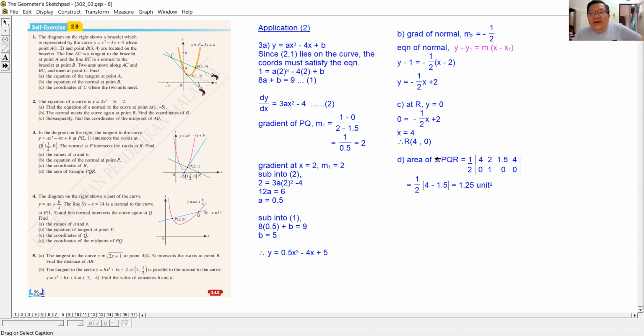Okay, now we're going to find the area of PQR. So PQR, and all the coordinates of the 3 points you know. So you arrange them like this: 0, 4, 0, 2, 1, 1.5, 0, 4, 0. So you can find the area of the triangle. Just multiply and you find the area of the triangle, right? Any question? Only the first part is about dy/dx. The later part is all about coordinate geometry.